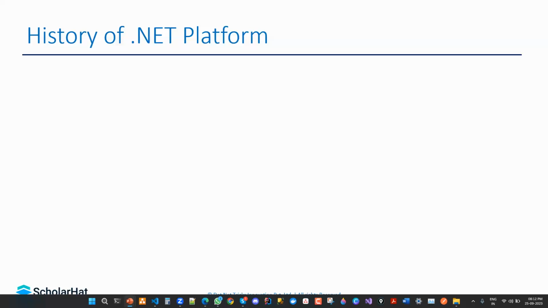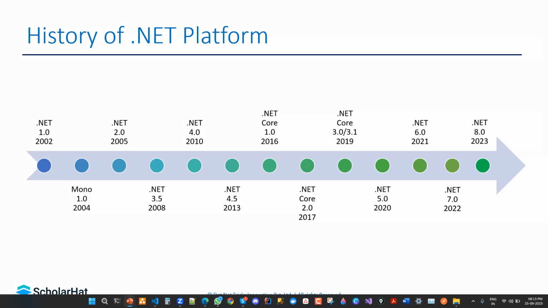Because when learning something, we should know a brief history of that platform, how it started and how they planned it, so that we have a complete understanding of how Microsoft planned to release .NET. .NET was first released in 2002.